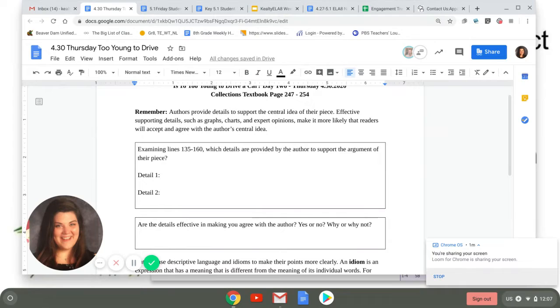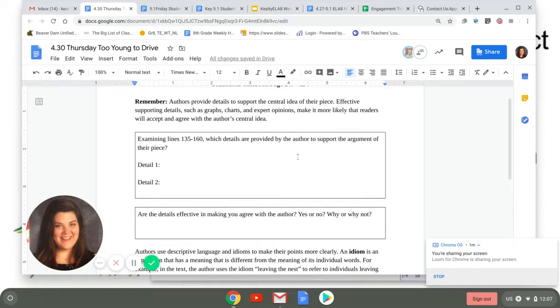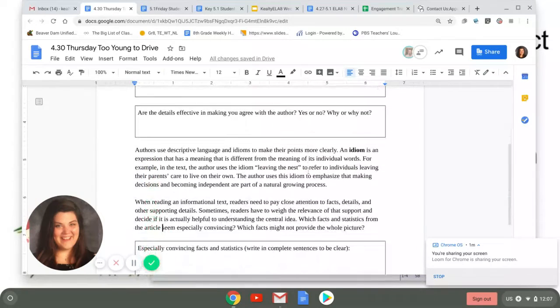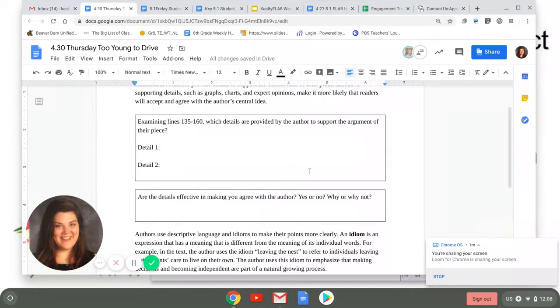And we want you to think about remembering that authors provide details to support the central idea of their piece or the argument or the theme or their message, right? And so when they have effective supporting details like graphs and charts, expert opinions, statistics, quotes, information from studies, it makes it more likely that readers are going to not only accept what they're saying, but probably agree with the author's argument about the central idea. So you're going to go through the book. You have just a handful of things that you're going to do.